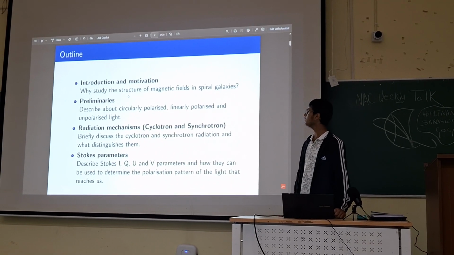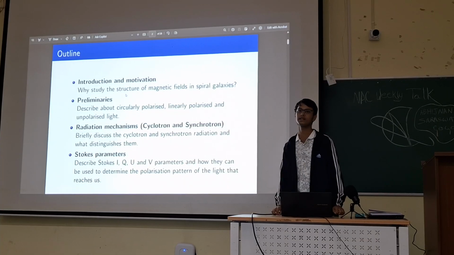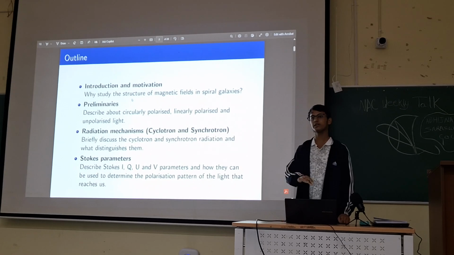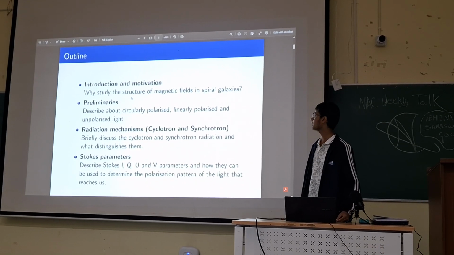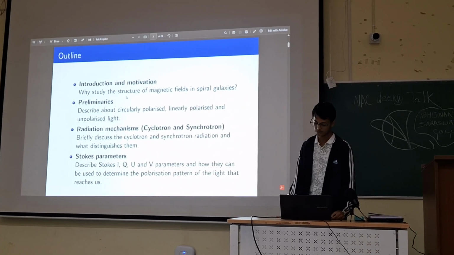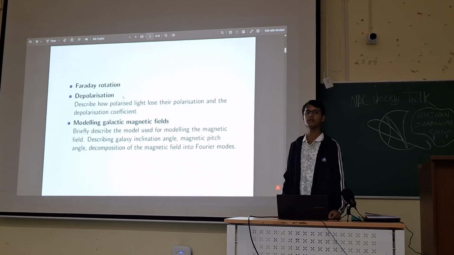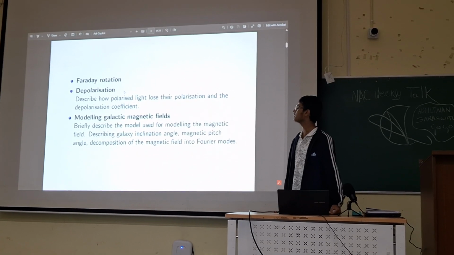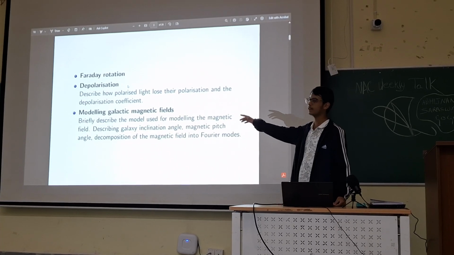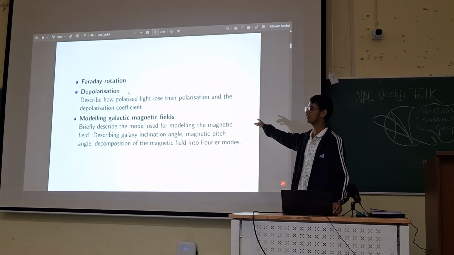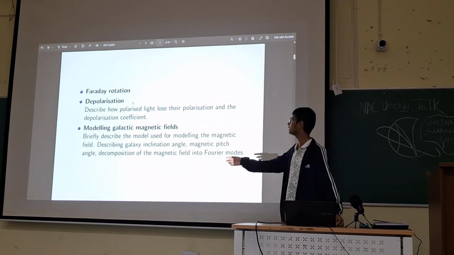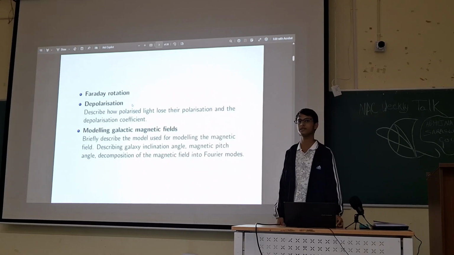Then we will look into Stokes parameters. These are parameters which radio telescopes collect. They show data as Stokes parameters, Stokes maps, so we will be looking into those as well. After that we will briefly discuss Faraday rotation and depolarization. Depolarization is when polarized light loses its polarization. And lastly, we will end with how we model the galactic fields.